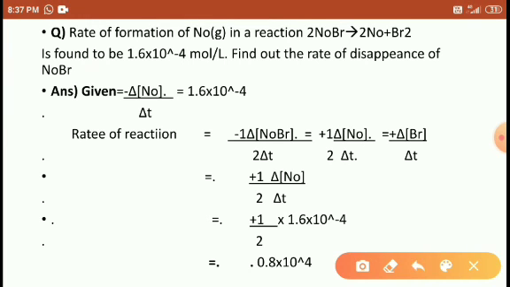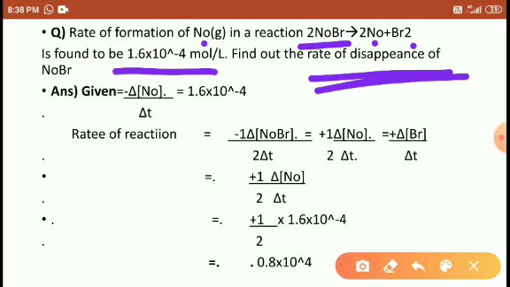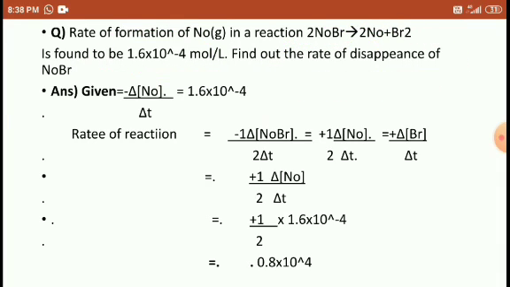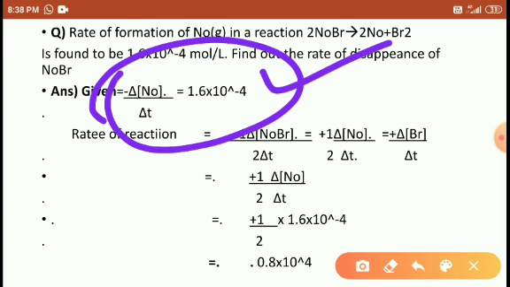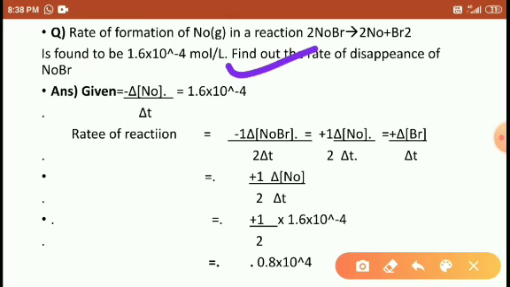One more question. The rate of formation of NO in a reaction, NOBr turning into NO and Br2, is found to be 1.6 into 10 to the power of minus 4 moles per liter. Find the disappearance of NOBr. In this question, they have given the rate of appearance of NO. Right, students? With respect to this value we have to calculate the rate of disappearance of NOBr.